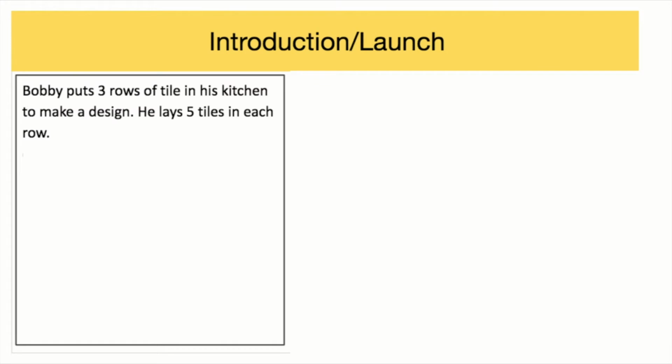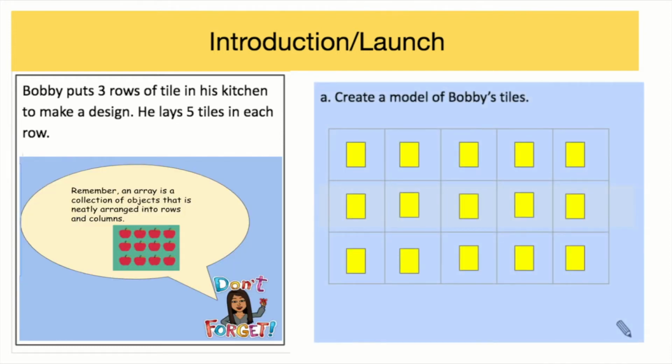In the previous video, you learned how to create an array for the word problem. Bobby puts 3 rows of tiles in his kitchen to make a design. He lays 5 tiles in each row. We practiced making a table. Then we drew a square to represent one of Bobby's tiles. Then we copied and pasted the square multiple times until we had enough squares to fit all of the empty cells in the table.